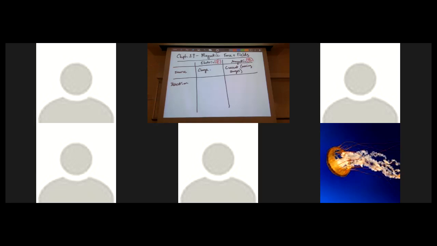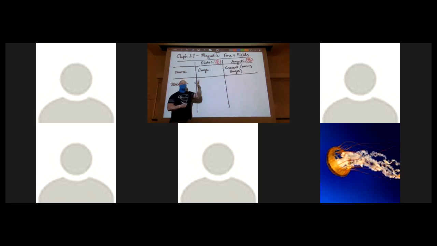So what then generates these two fields? We know from going way back, from exam two, the source of an electric field is simply stationary charges. If I have a stationary charge, that stationary charge gives off an electric field. What is then the generator of magnetic fields? We'll talk more about this in depth, but it turns out that what generates a magnetic field is current, i.e. moving charges.